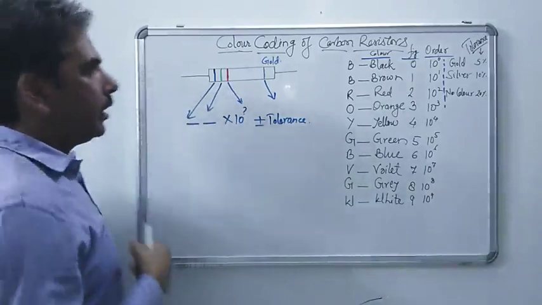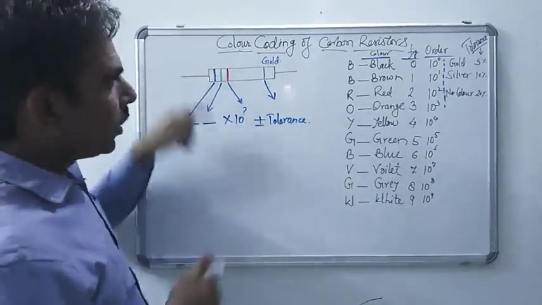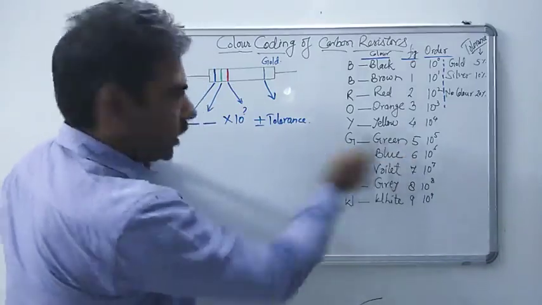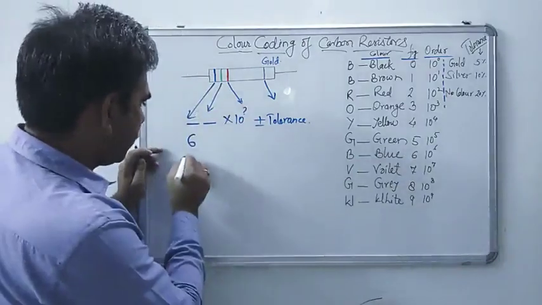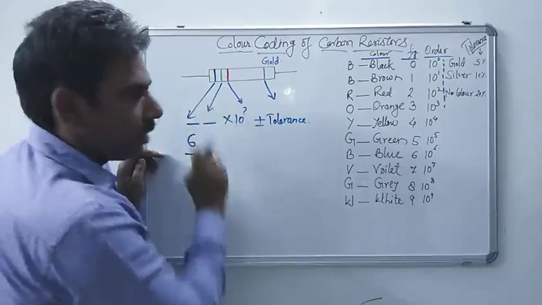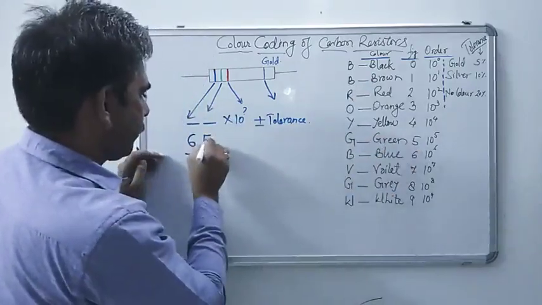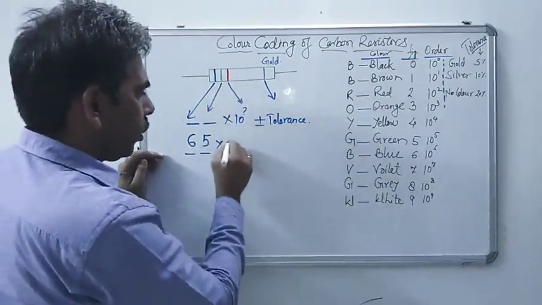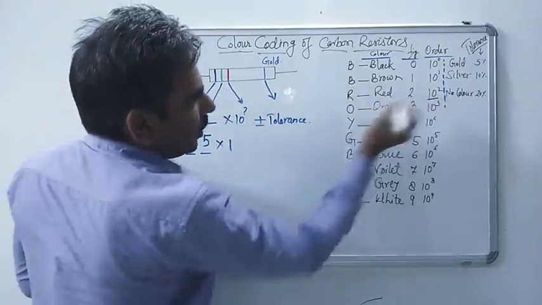I can see that in this resistor, the first color is blue. From this table, I see that blue represents the value 6. So I take 6 as the first digit. The second color is green, which gives me the second digit, the value 5. Multiplied by the third color, which gives me the order. The third color is red, so it gives me the value 10 to the power 2.